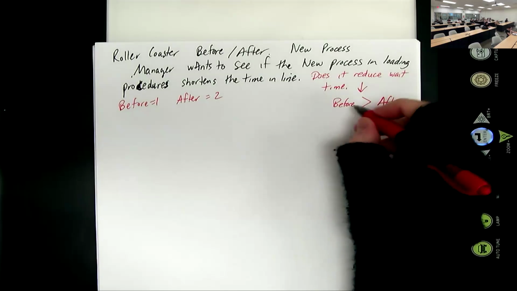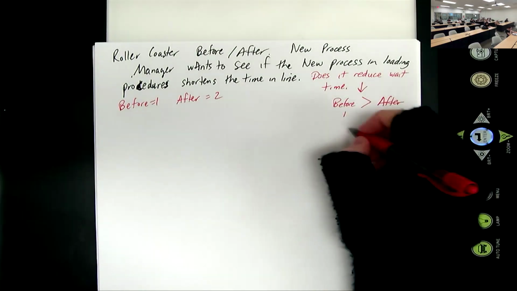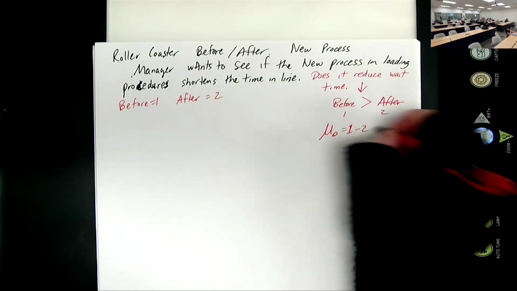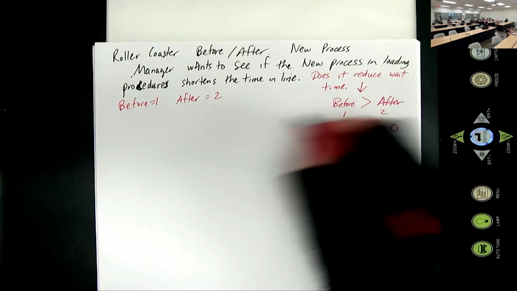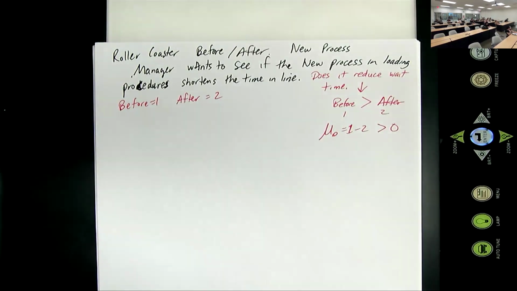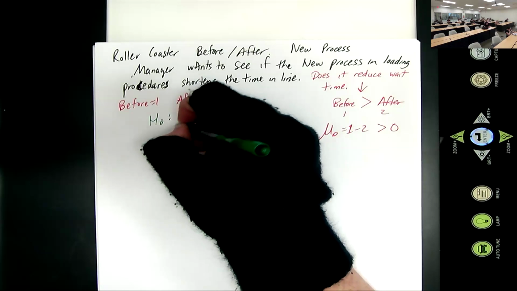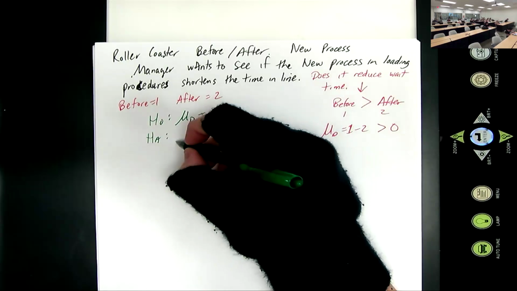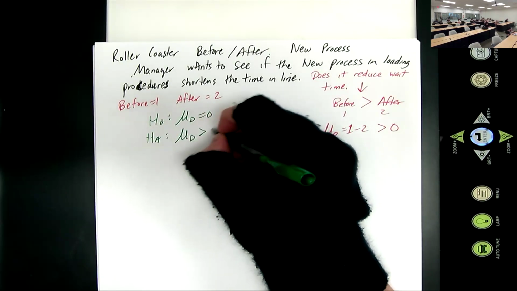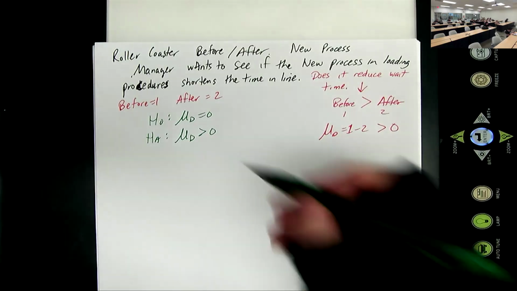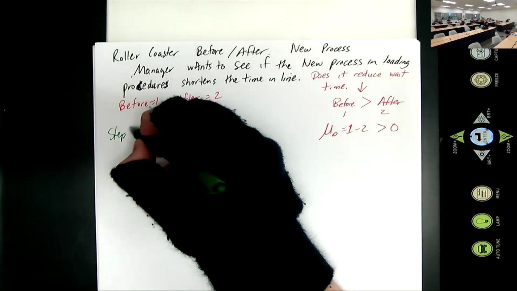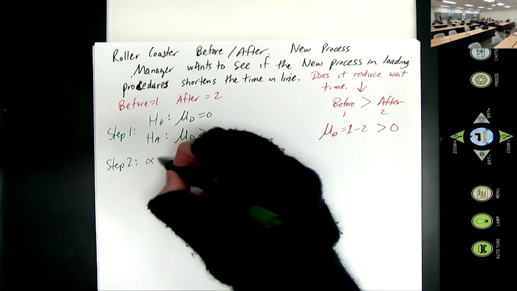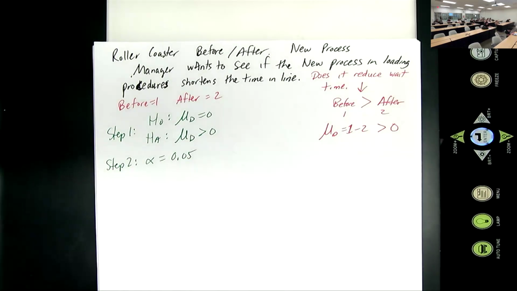So when we subtract it over, since we said that's 1 and 2, our mu of D is gonna be 1 minus 2. So we're gonna go with greater than 0 for HA. So H naught will be mu D equals 0. HA will be mu D is greater than 0. And again, that's step 1. I'll tell you right now, step 2 gives us our good old alpha at 0.05.